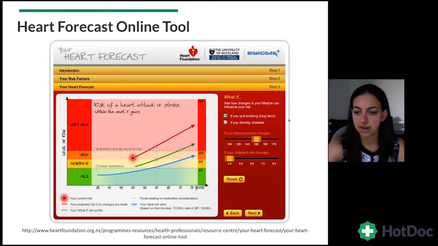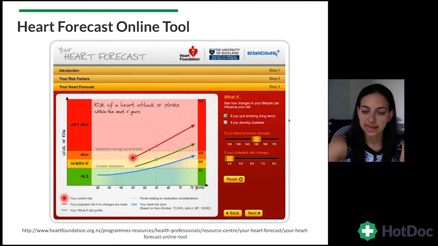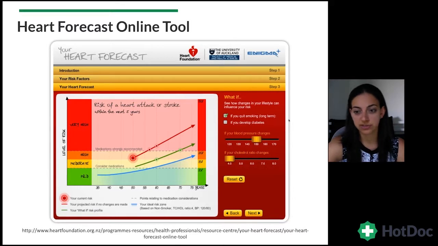What happens if I manage to get on top of my blood pressure and bring it down to 130 or 120? Again, that'll change in real time. Same with cholesterol. What happens if my cholesterol goes up or down? What happens if I develop diabetes? And then they can immediately see the impact of all those different things.